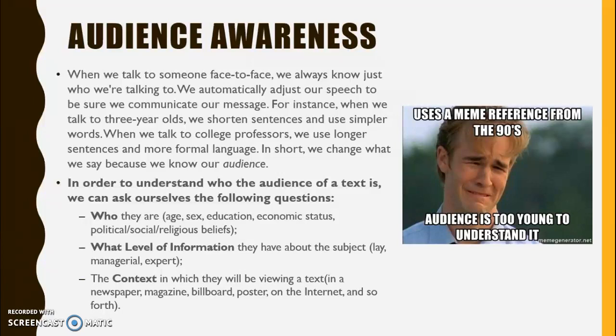And it's important to identify who that audience is because we automatically adjust our speech to connect with the people we're talking to. For instance, I have a 9-month-old baby. I speak very differently to her than I do to my students and than I do to fellow colleagues, and of course differently than I speak to my boss.